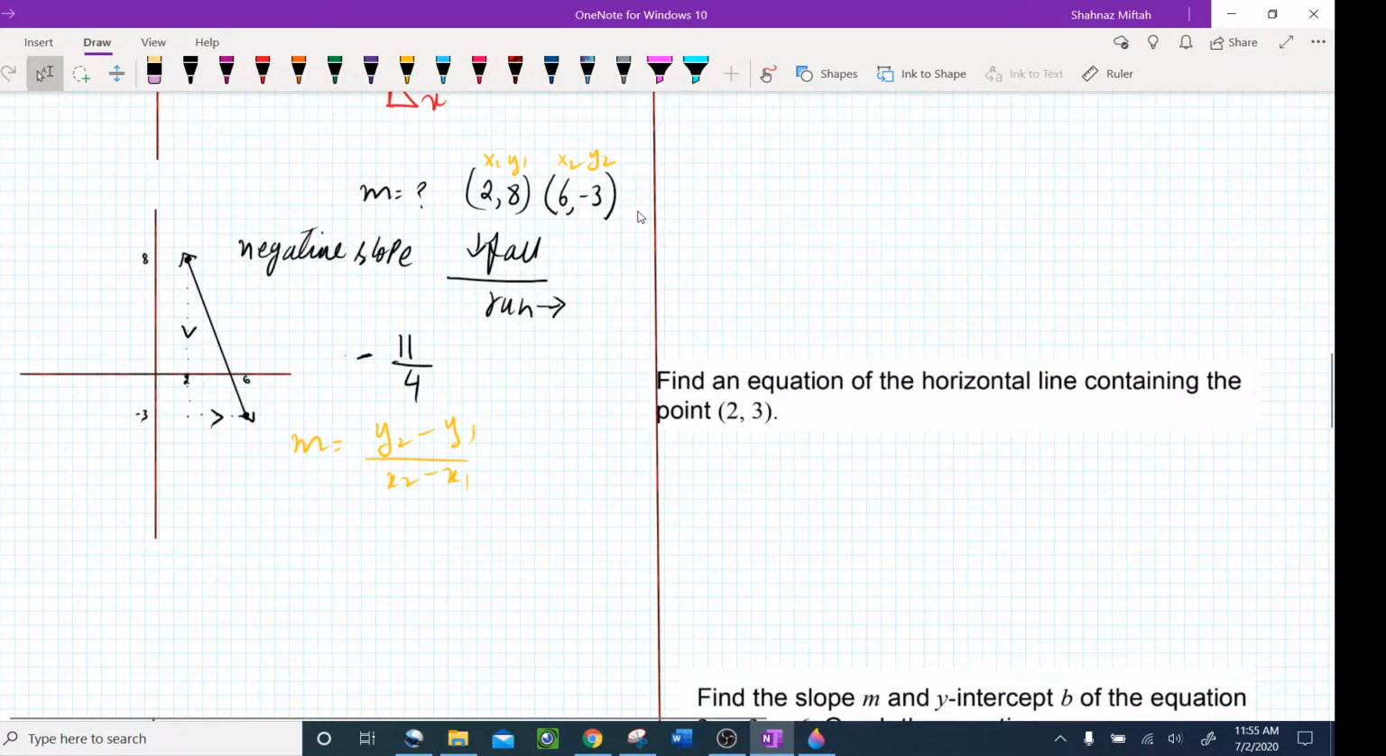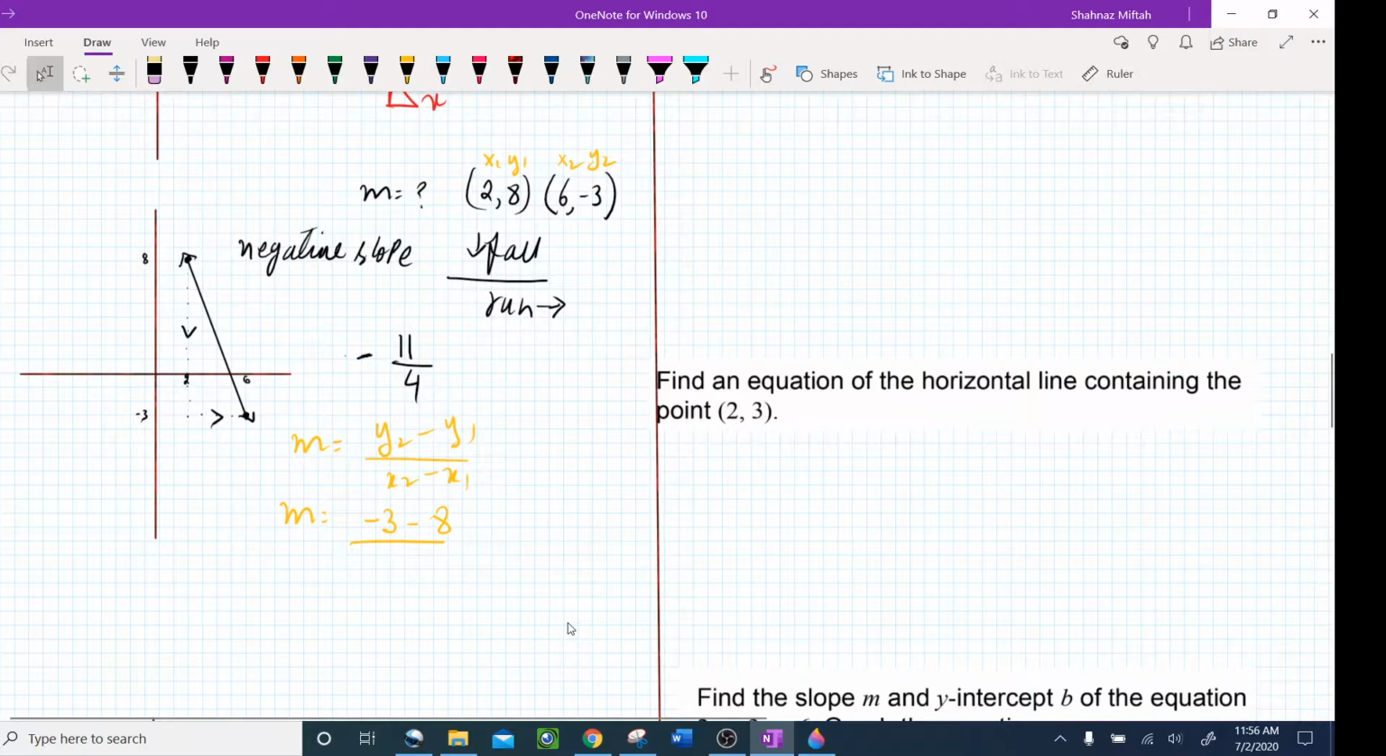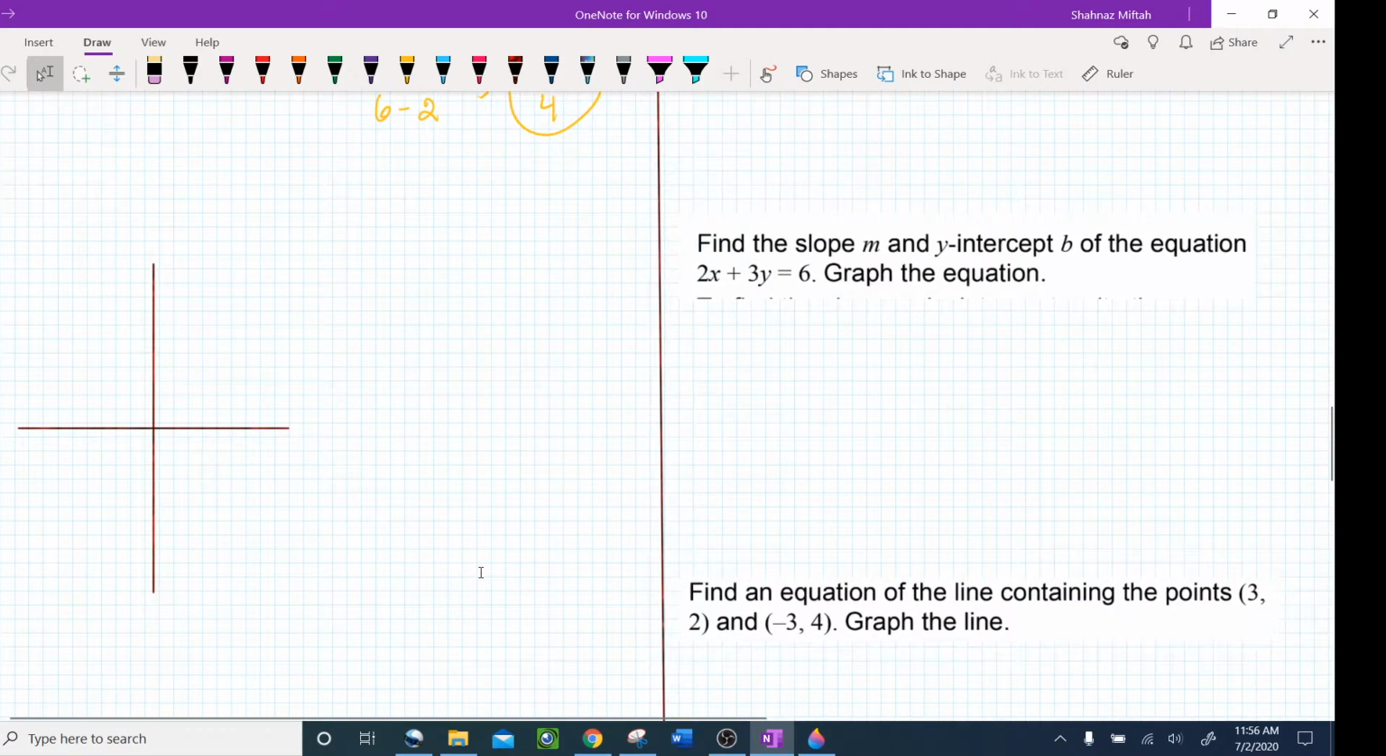So I'm going to plug in: m equals y2, which is -3, minus y1, which is 8, over x2, which is 6, minus x1, which is 2. That gives me -3 minus 8, which is -11, over 6 minus 2, which is 4. I got the same answer right there. So 2 different ways. It's your choice how you do that. Okay, so let's do a few more examples.